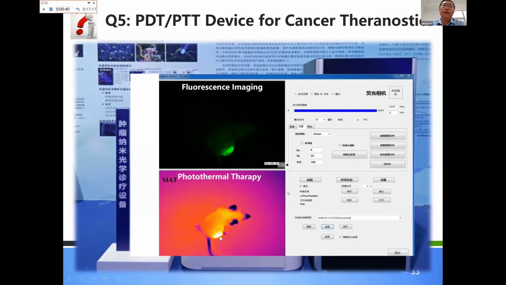After shining the laser, the temperature increases. It is like bubbles, indicating where the cancers are, and we can also trace all these processes and see how the tumor is killed and the tumor conditions. This is fluorescence, and this is thermal therapy.